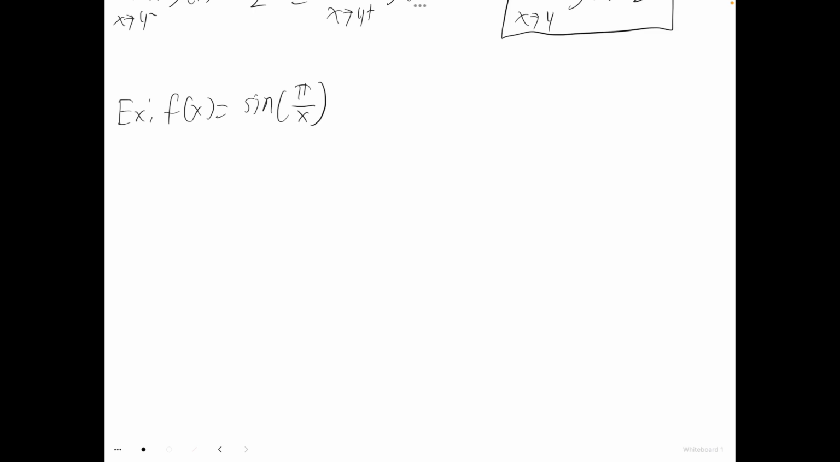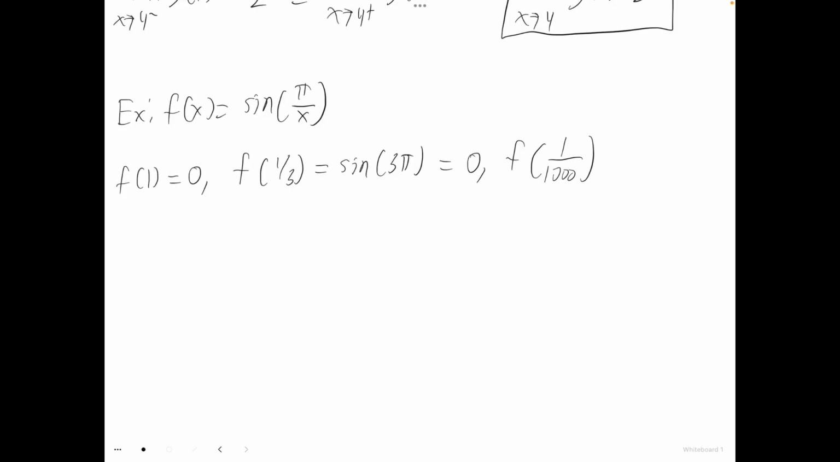Now notice, if I look at f of 1, this equals 0. If I look at f of 1/3, this would be sine of 3 pi, I'm just flipping the 1/3, and sine of 3 pi is also 0. And if I look at f of 1 over 1,000, so I'm getting really close to 0 now, this would be sine of 1,000 pi, and that is still 0. So it looks like as I approach from the right, I am going towards the value of 0.